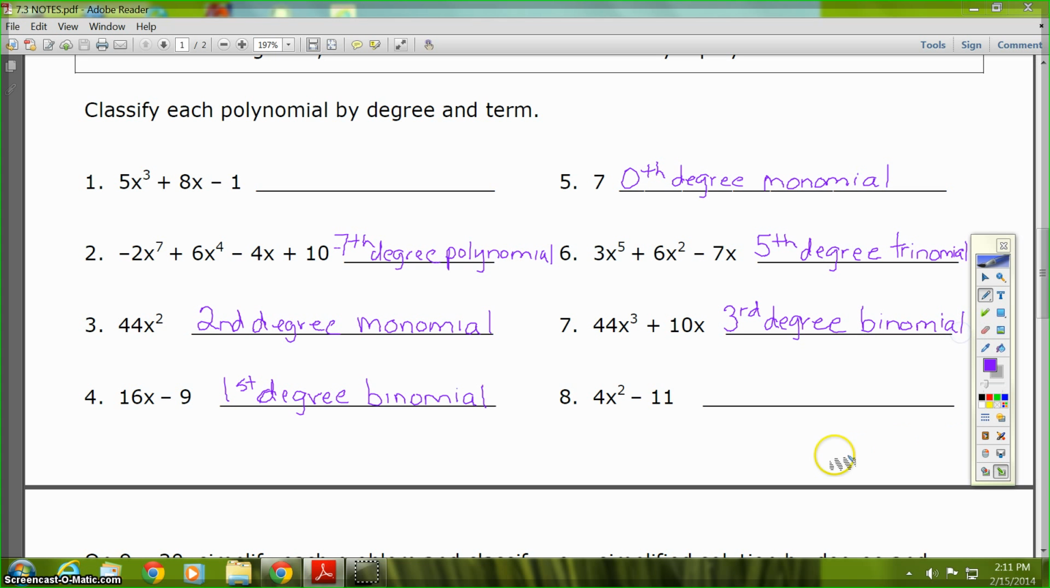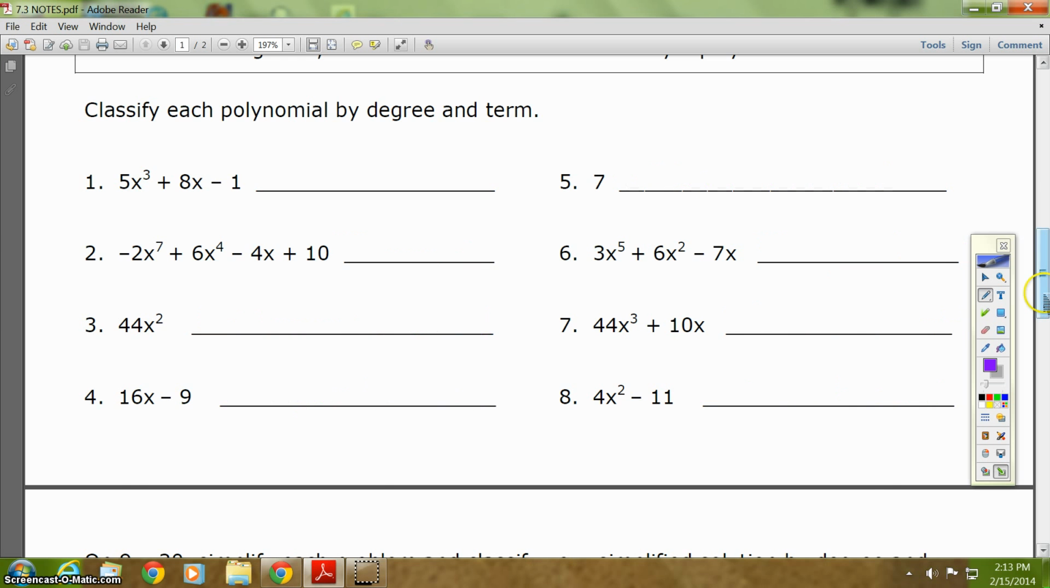Example number 8, my biggest exponent is 2, so that makes it a second degree. And I have 2 terms, binomial. So we classify the polynomials by the biggest exponent, the degree, and the number of terms. Okay?